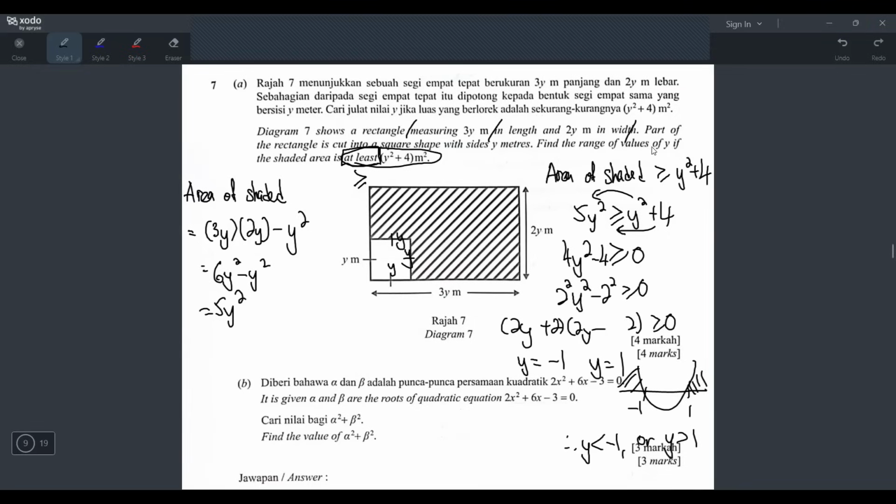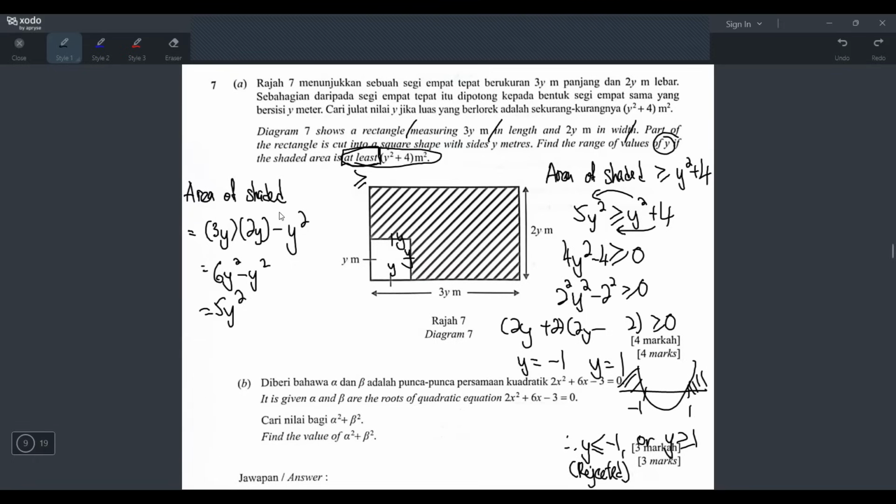But what do they want to find? They want to find the range of values of y, right? So this is the answer. Y smaller than -1 or y bigger than 1. But if you think logically, y is actually the length of the square, right? So can the length of the square be less than -1? No, right? Cannot, because length cannot be negative. So I'll just write rejected here. Because y must be positive, that's why the only answer that makes sense here is y has to be bigger than 1.